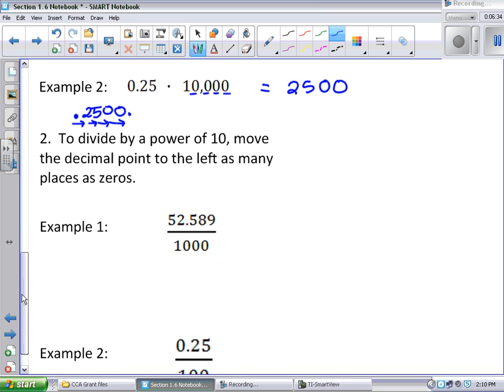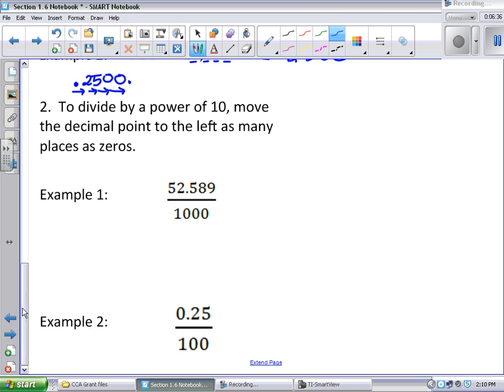To divide, remember when we divide things, we're always making them smaller. So we're going to move the decimal point to the left as many places as the number of zeros that we have. Here we've written our division problems with a fraction bar, but again, we're going to count 1, 2, 3 zeros. So we're going to have to move that decimal 1, 2, 3 places. We need a 0 there.